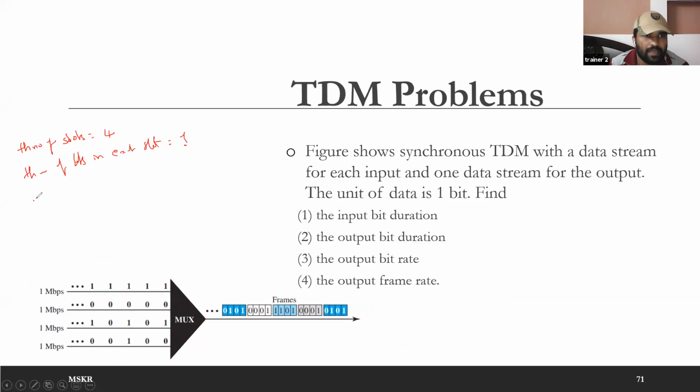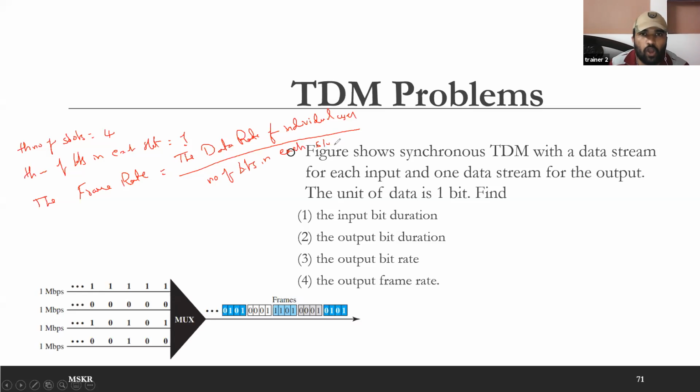Remember, the frame rate is always equal to the data rate of an individual user by number of bits in each slot. Okay, so the data rate of each user is 1 Mbps.